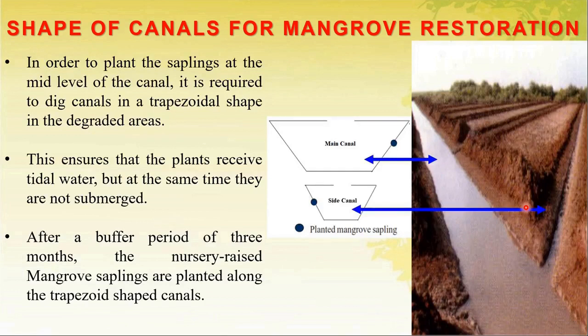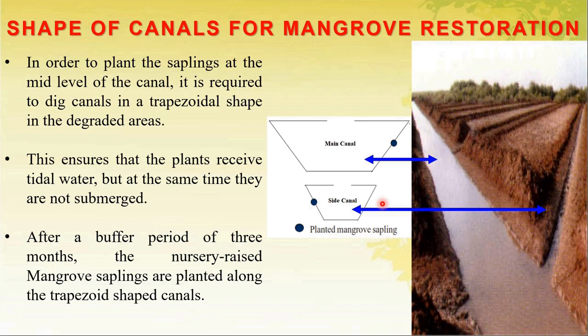Now the shape of the canals for mangrove restoration. In order to plant the saplings at the mid level of the canal, it is required to dig a canal in the trapezoidal shape. This is a trapezium shape. The bottom is less in width, and the top is more in width. This ensures the plants receive tidal water, but at the same time they are not submerged.